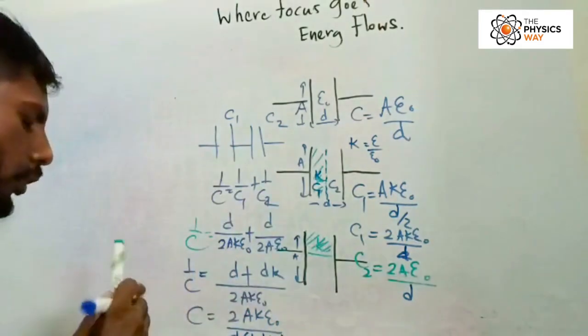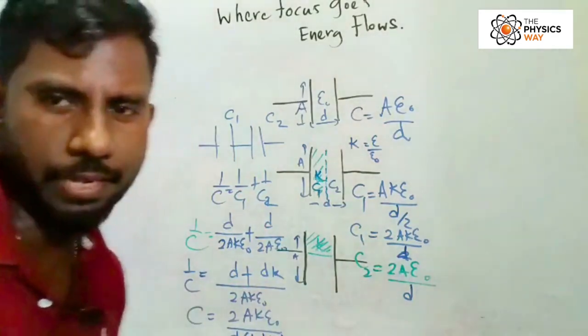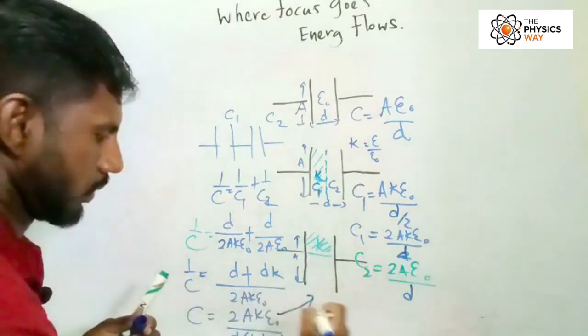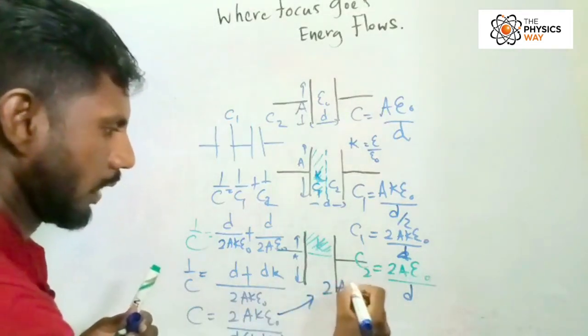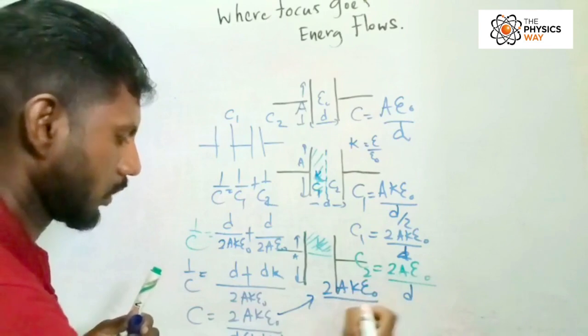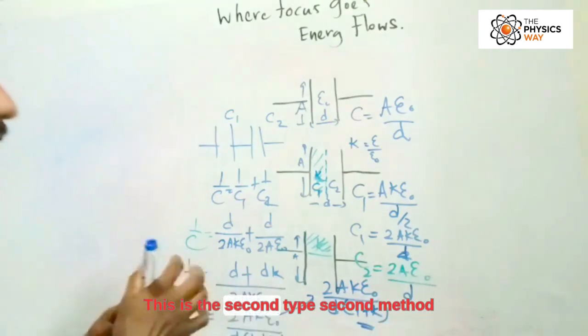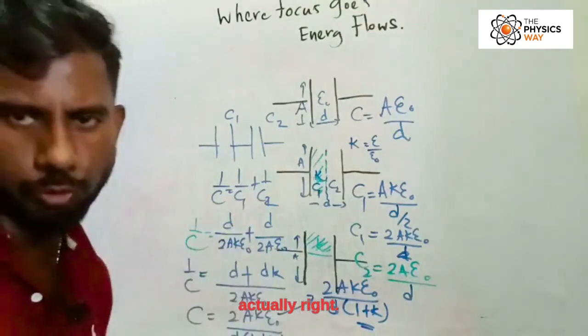If it's an MCQ question, there must be a variety in the answers, right? You cannot see the answer, right? So it's 2AK epsilon naught over D times 1 plus K. This is the second method, right?